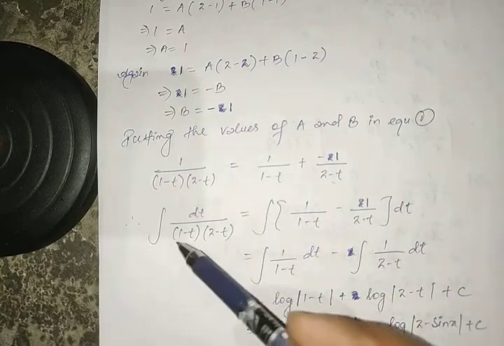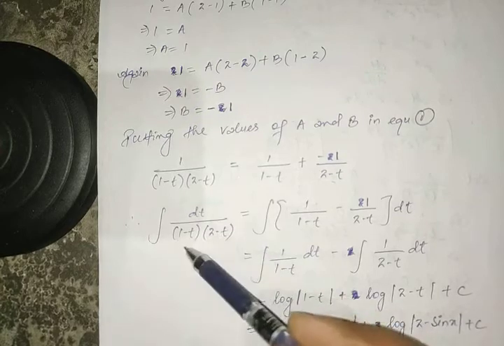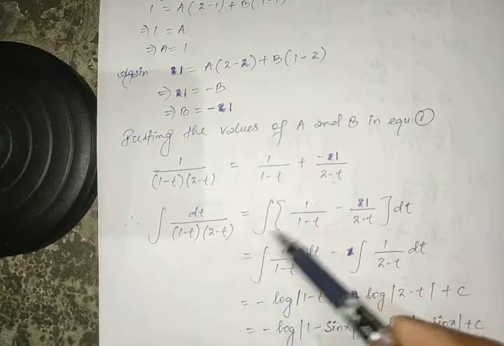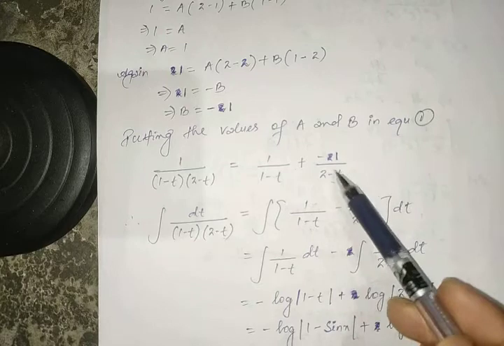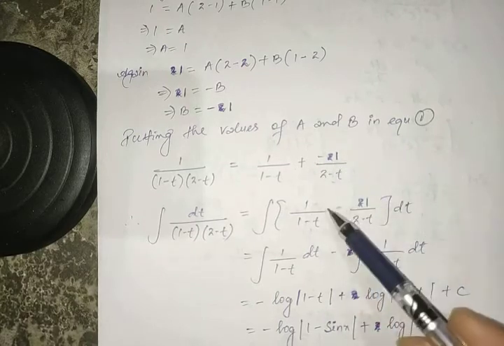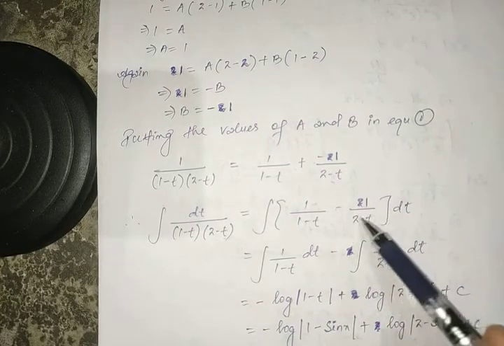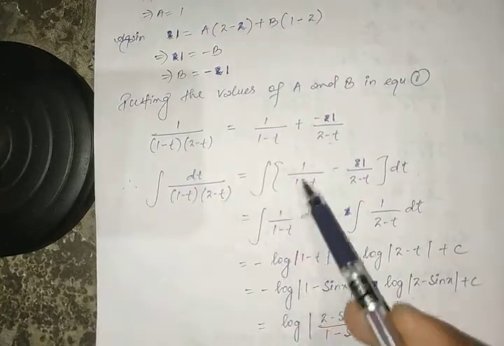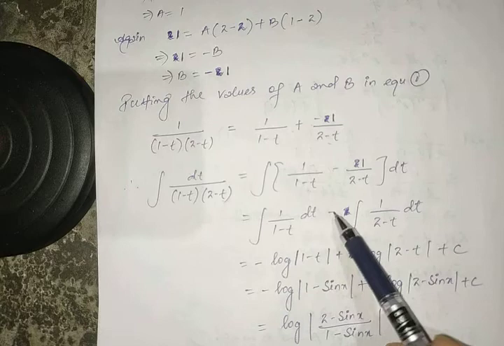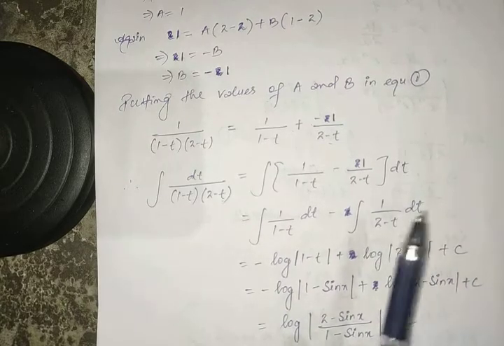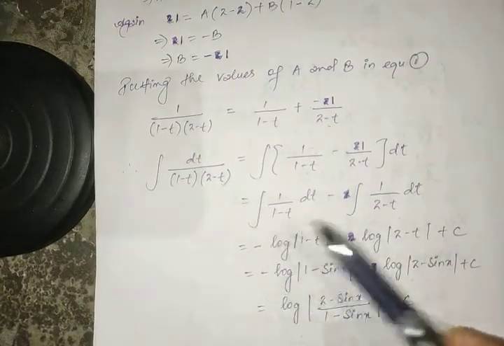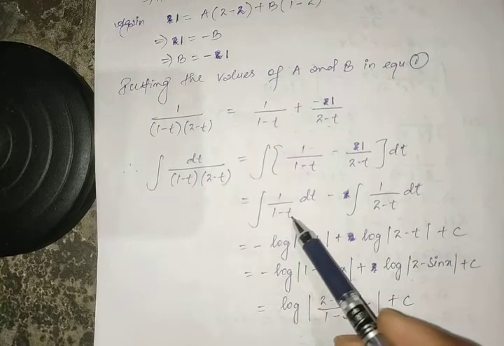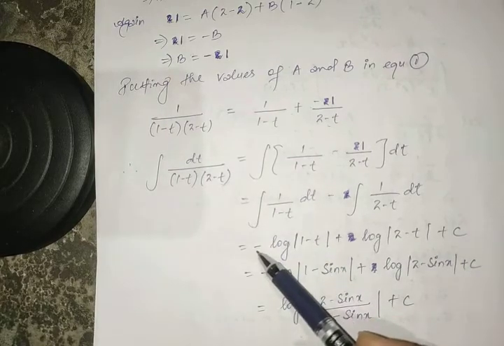Now I have to integrate. So therefore dt by 1 minus t into 2 minus t will be integration of 1 by 1 minus t plus minus is minus, right? So just write minus 1 by 2 minus t dt. Now we'll separate. So we'll get integration of 1 by 1 minus t dt minus 1 by 2 minus t dt. So integration of 1 by t is what? Log t, and coefficient of t is minus 1. So you have to write here minus, okay?